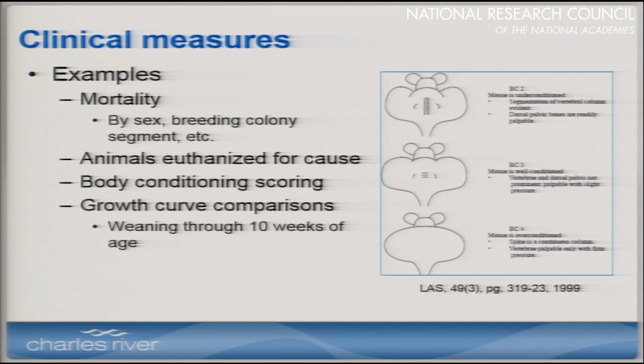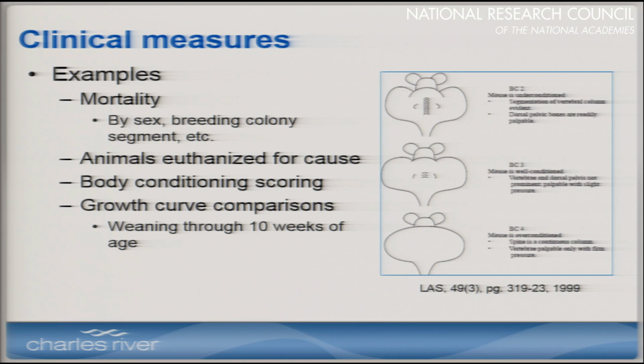Then finally, clinical measures. So morbidity and mortality. Certainly if you had injured animals or animals that died, we can quantitate that by sex. The breeding colony segment, was it the nucleus part of the colony, the production part of the colony, the expansion part of the colony? Because conditions, density and conditions in those parts of the colony can be different.